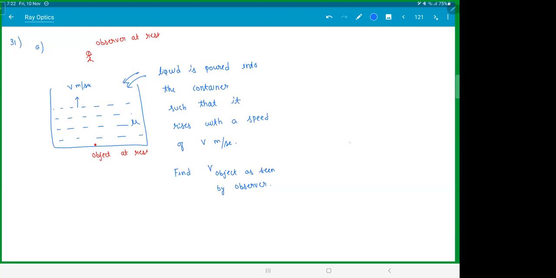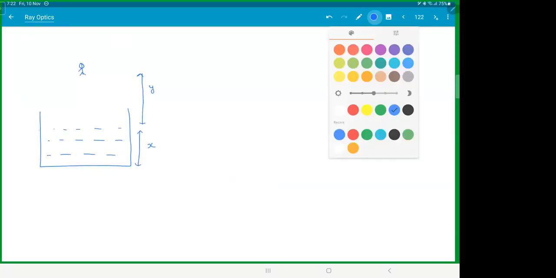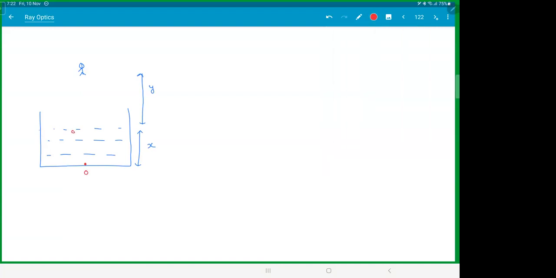And the observer is here. Let this be y. Most people forget this y. They think, okay, why do you need to take y? But you'll understand why. See, if you take the object here, so if you ask this person, where is the object? He will say x. If you take this person just outside the water, he will say x by mu. This person will say x by mu plus y.